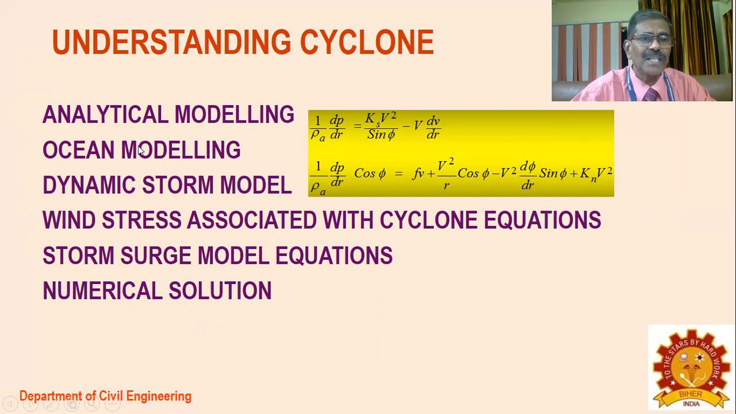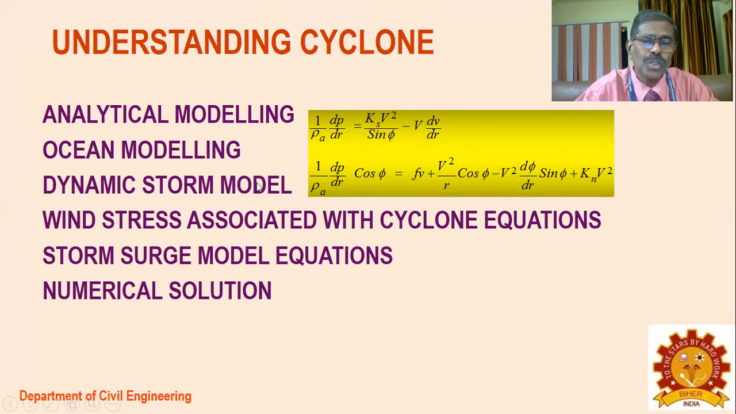For example, if you take the ocean modeling, you will get a differential equation like this, where rho is the density of the air, dp by dr is the pressure with respect to the radius of your cyclone, and Ks is the air friction, and phi is the angle at which you want to attack, and V is the velocity with respect to radius. And Kn is the normal friction, this is the tangential friction of the air, and phi is the angle of attack. So V is the velocity on the circumference, and F is a function of the velocity. So this is a form of a differential equation for ocean modeling.